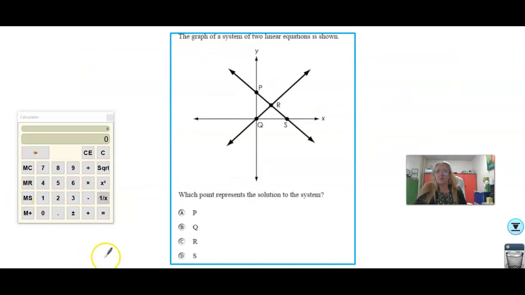All right, I'm sure the Desmos calculator can handle it. Which point represents the solution to the system of equations? Okay, this line is an equation and this line is an equation. Which point is the solution? It's the point where they cross. The point where they cross is the solution. This is the point that solves both of them. Okay? Easy peasy.